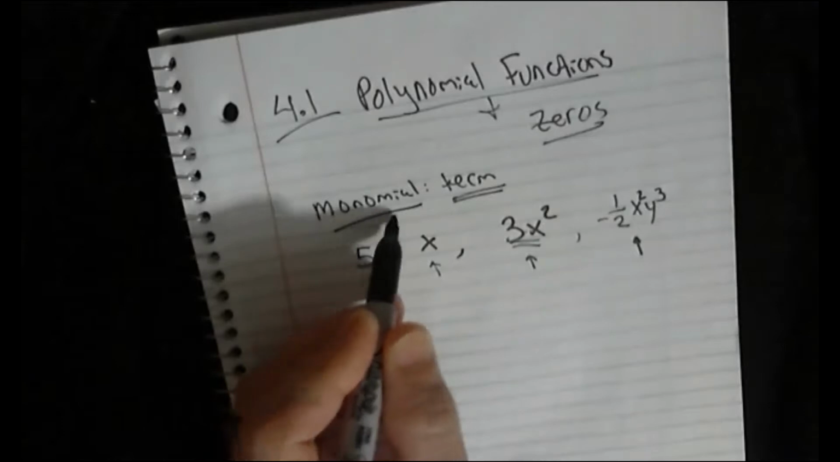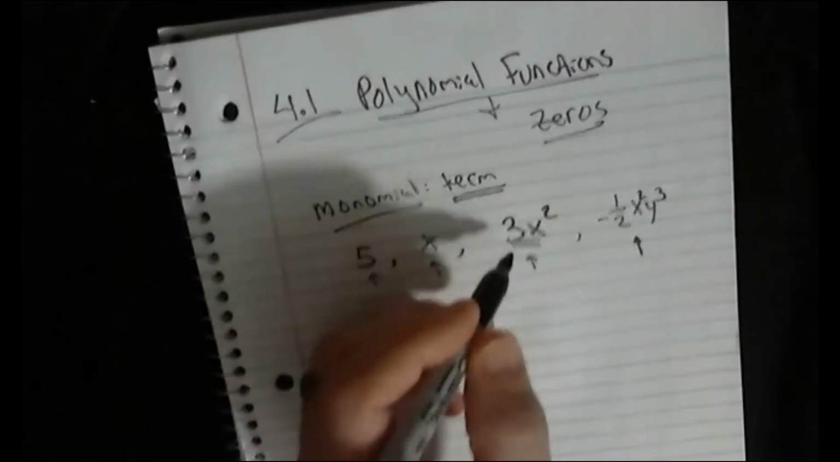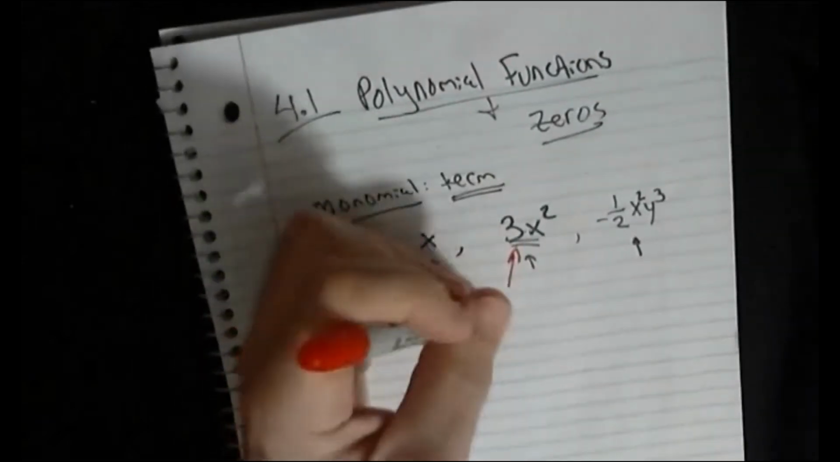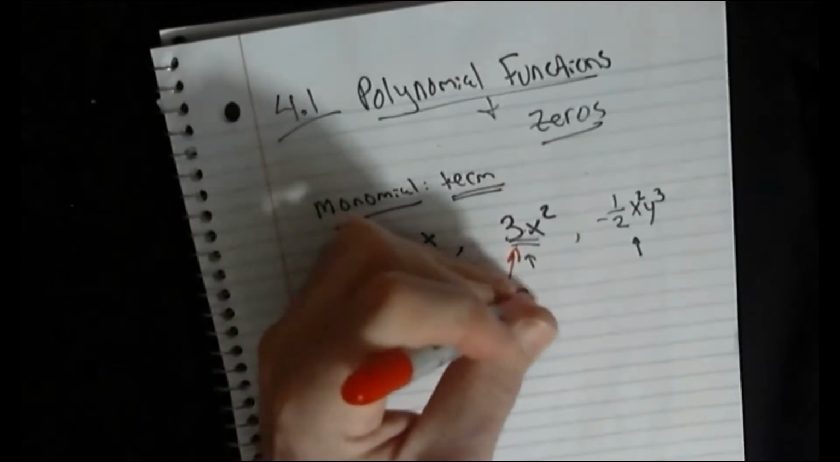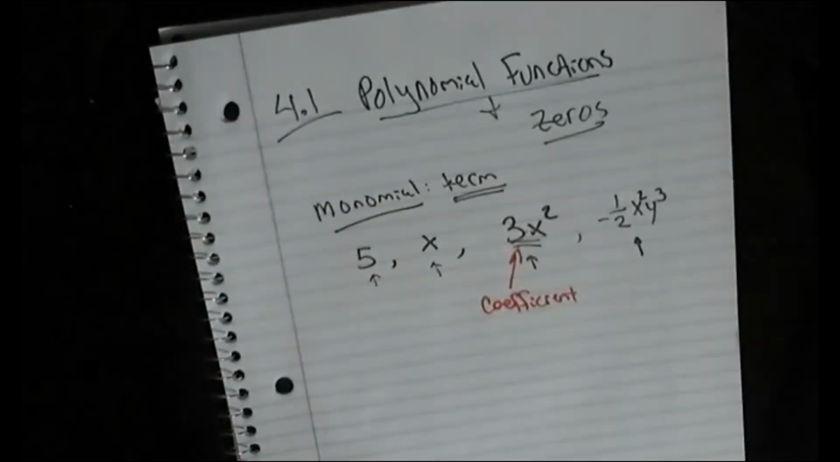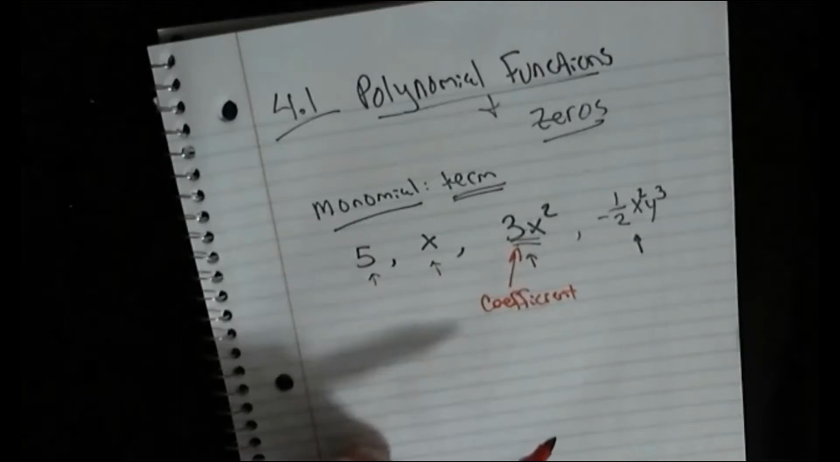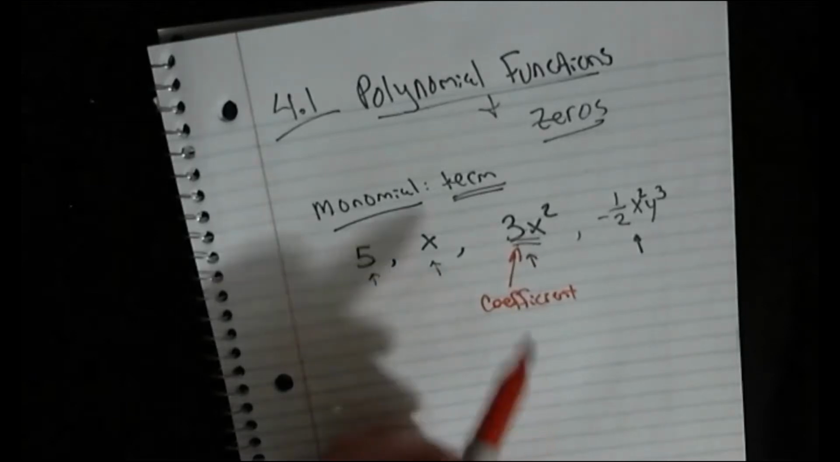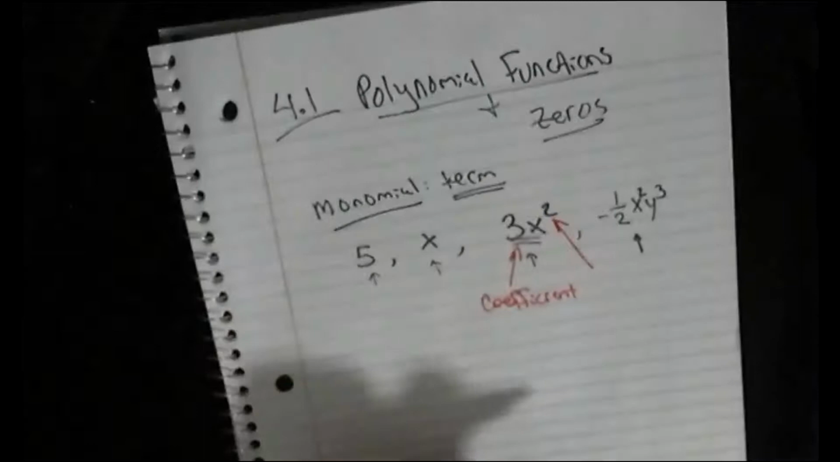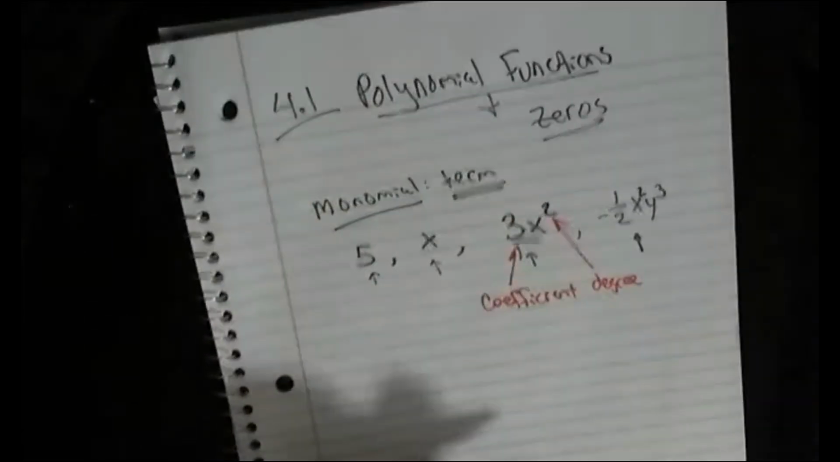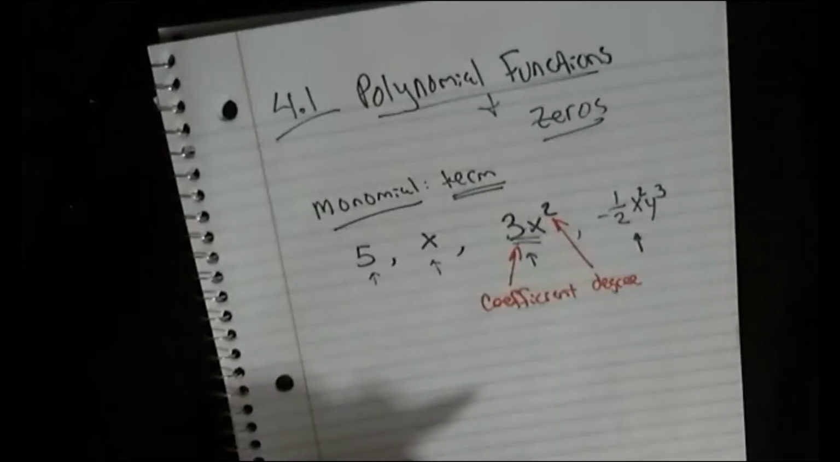Now, within an individual monomial, the number in front of the exponent is referred to as a coefficient. C-O-E-F-F-I-C-I-E-N-T, if you can't read my crappy handwriting. Okay, a number being multiplied to a variable is a coefficient. And this power is going to be the degree of the term.